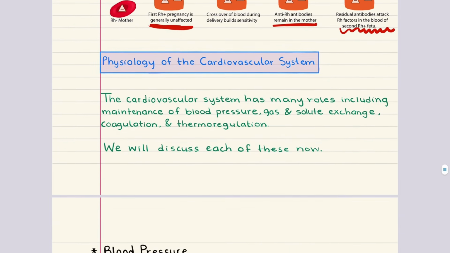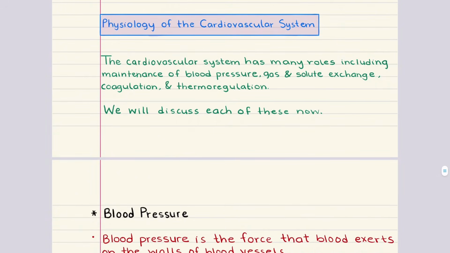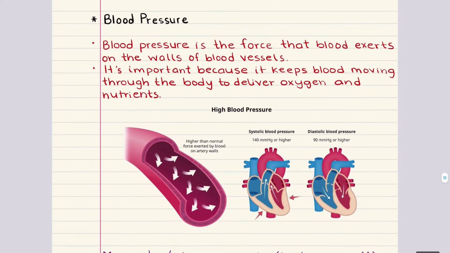Our last and final objective is titled Physiology of the Cardiovascular System. The cardiovascular system plays several key roles beyond just moving blood. It helps maintain blood pressure, it regulates gas and solute exchange, it enables clot formation when injuries occur, and it even contributes to thermoregulation. We're going to look at each of these functions one by one, starting with blood pressure. What exactly is blood pressure?